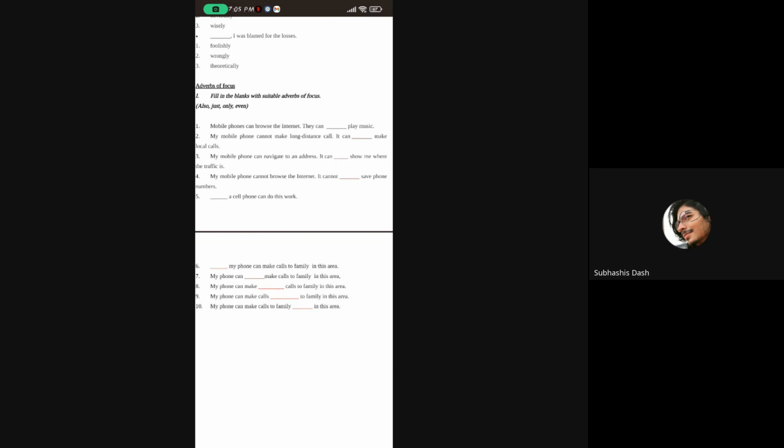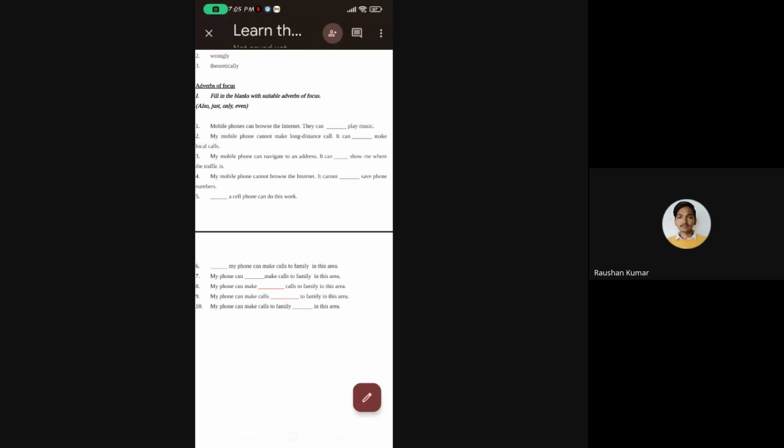Fifth one, dash a cell phone can do this work. Oh, sorry. Fourth one we did not do yet. My mobile phone cannot browse the internet. It cannot dash save phone numbers. Even. It cannot even save phone numbers.